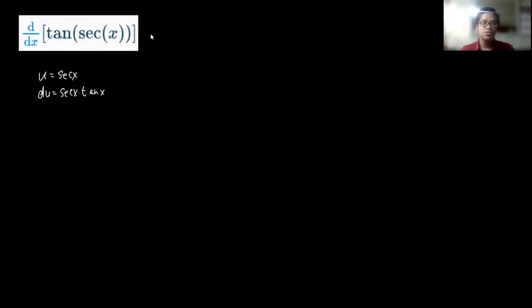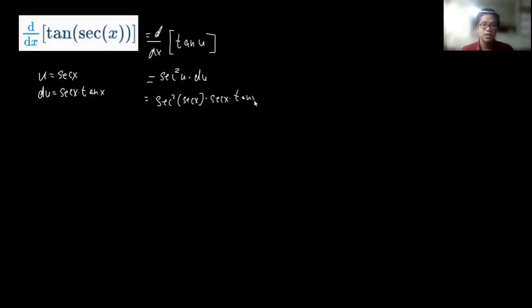That's it. So I'll rewrite this as the derivative of tangent of u. So what is the derivative of tangent of u again? The derivative of tangent of u is secant squared of u. Then don't forget your du. So now let's substitute. We have secant squared of u, which is secant squared of secant x, times your du, you have secant x times tangent x. That's it, right? So this could be your final answer.